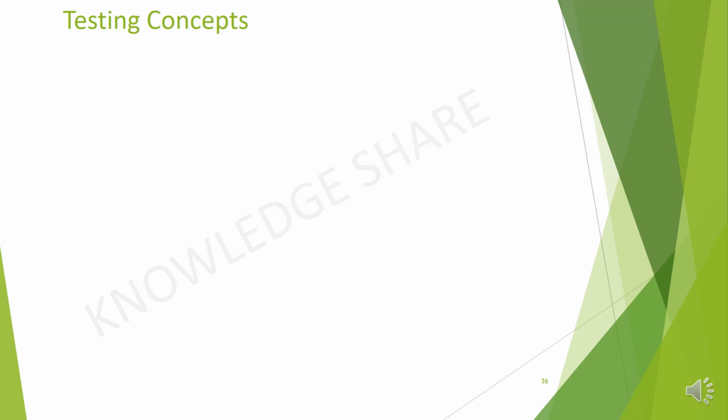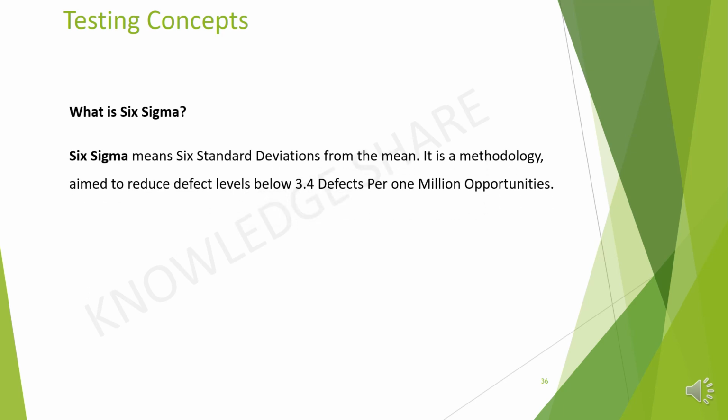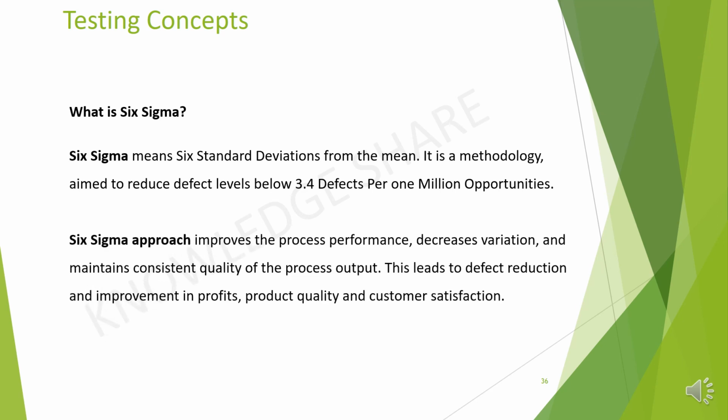Next question. What is Six Sigma? Six Sigma means 6 standard deviations from the mean. It is a methodology aimed to reduce defect levels below 3.4 defects per 1 million opportunities. Six Sigma approach improves the process performance, decreases variation, and maintains consistent quality of the process output. This leads to defect reduction and improvement in profit, product quality, and customer satisfaction.